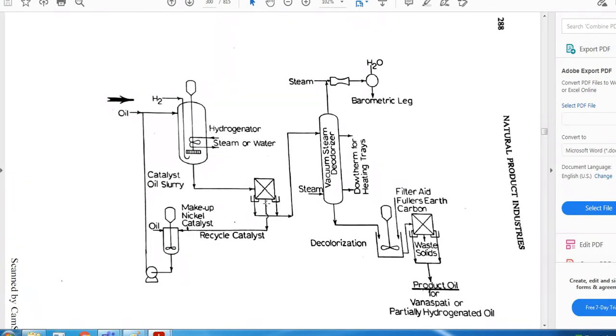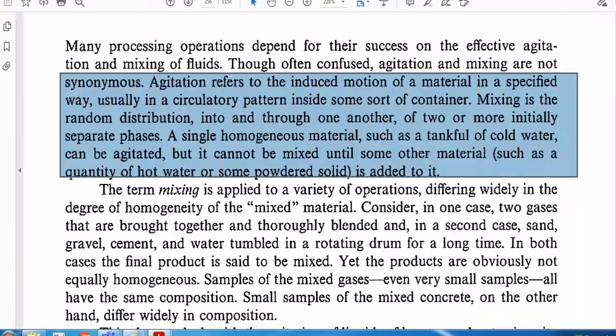So with this knowledge, let us see why we have come to the conclusion that we are supposed to read agitation and mixing. As I said, agitation refers to induced motion of a material in a specified way. We are supposed to rotate in such a pattern that the time taken for the reaction is lowest. That is our aim. So that we can process more batches, produce more product, and thus our productivity increases. So our company will be a rich company.